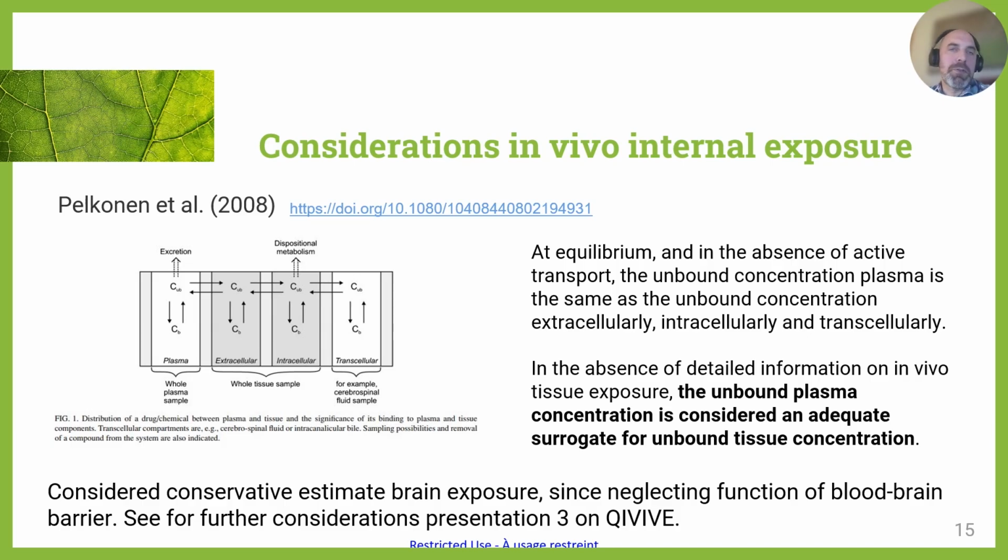Whereas total concentrations in these compartments differ, at equilibrium and in the absence of active transport, the unbound concentration in plasma is the same as the unbound concentration in the extracellular, intracellular, and transcellular compartments. Of course, such equilibrium may often not be reached, and this assumption is not valid when specific processes like active transport or ion trapping play an important role.